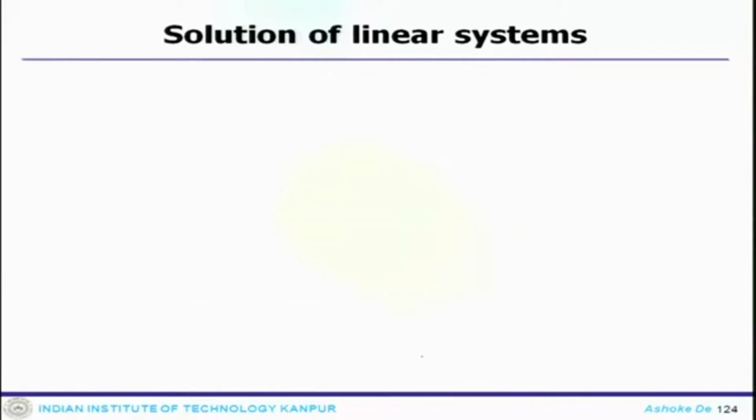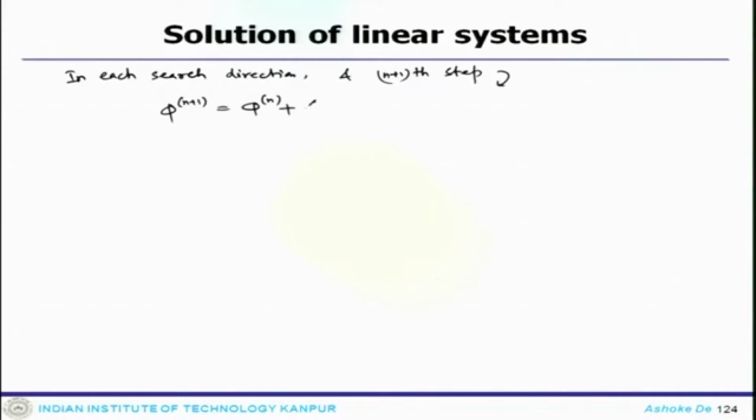Now in each search direction, the right step size is taken and the solution would be found after n steps. The n plus 1 step can be written as phi n plus 1 equals phi n plus alpha n dn. Now you subtract phi from both sides, and you get the error: the error at the n plus 1 level is E n plus alpha n dn.